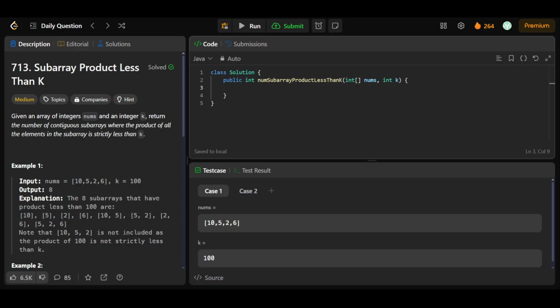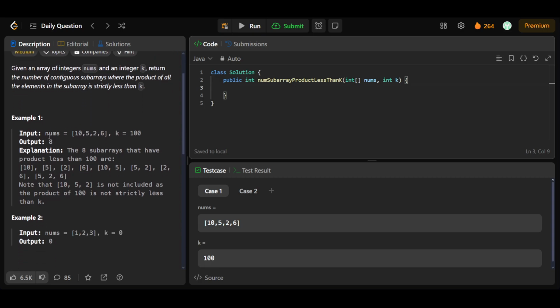Hello people, so today we'll be solving LeetCode Daily Question 713, that is Subarray Product Less Than K. In this we'll be given an array of integers nums and an integer k, and we have to return the number of contiguous subarrays where the product of all the elements in the subarray is strictly less than k.